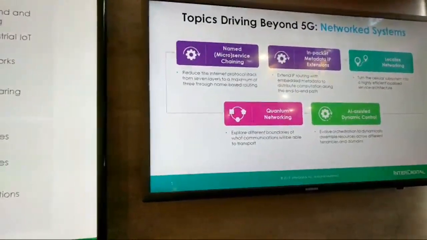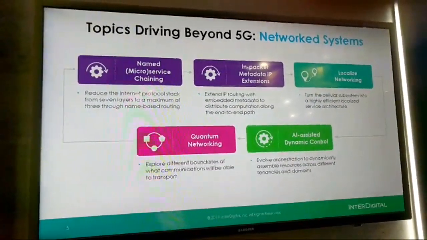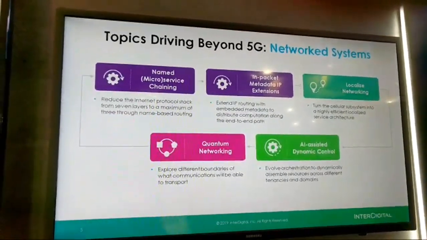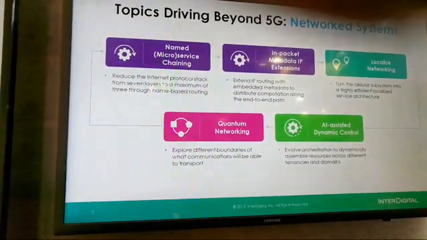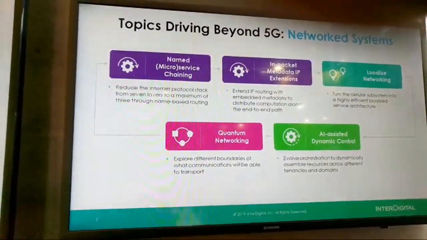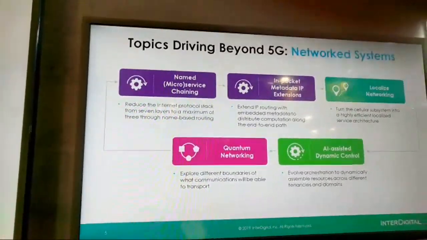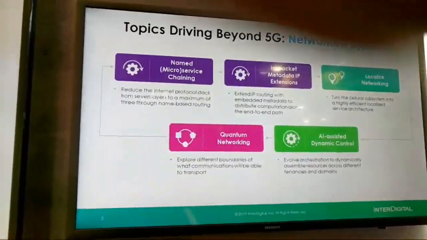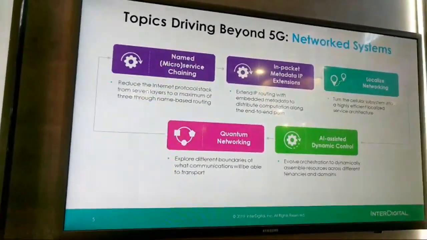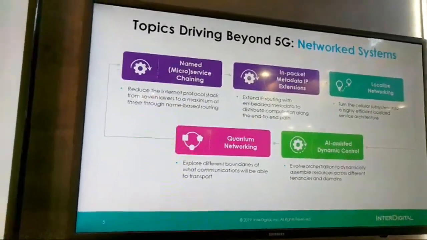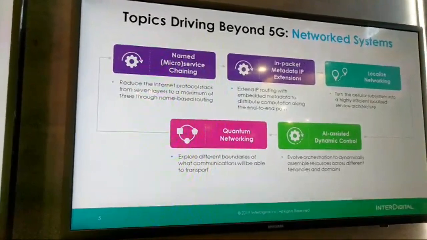Moving towards the network, one of the key things that's necessary is what we call name-based microservice chaining. Here we reduce the Internet protocol stack from the existing OSI 7 layers to a maximum of 3 layers through name-based routing. We're also looking at in-packet metadata IP extensions, looking at not only the quantitative aspects but also the qualitative aspects of the data. This metadata enables distributed computation along the end-to-end path. We're also talking about localized networking, and more forward-looking things such as quantum networking and AI-assisted dynamic control, where the orchestration is done dynamically to assemble resources across different tenancies and domains using AI.